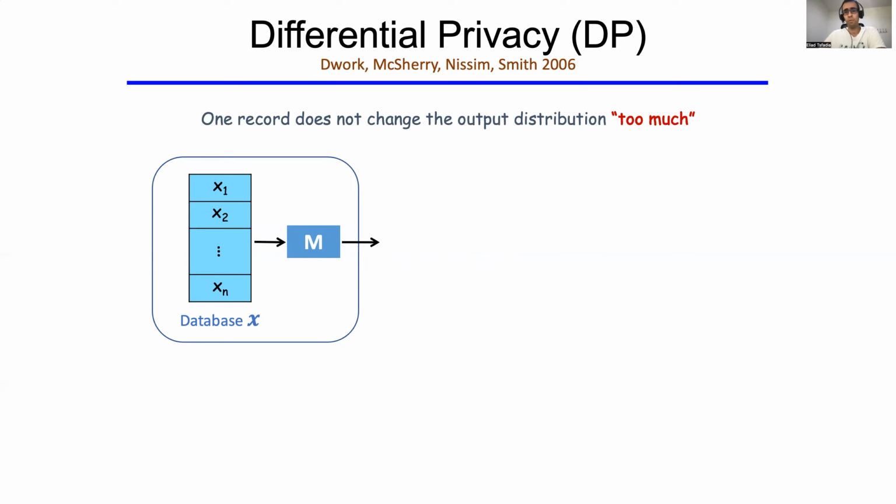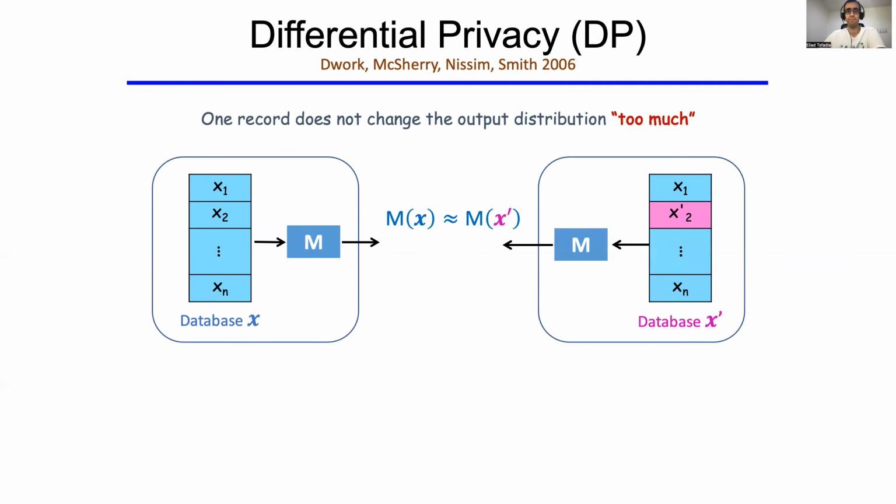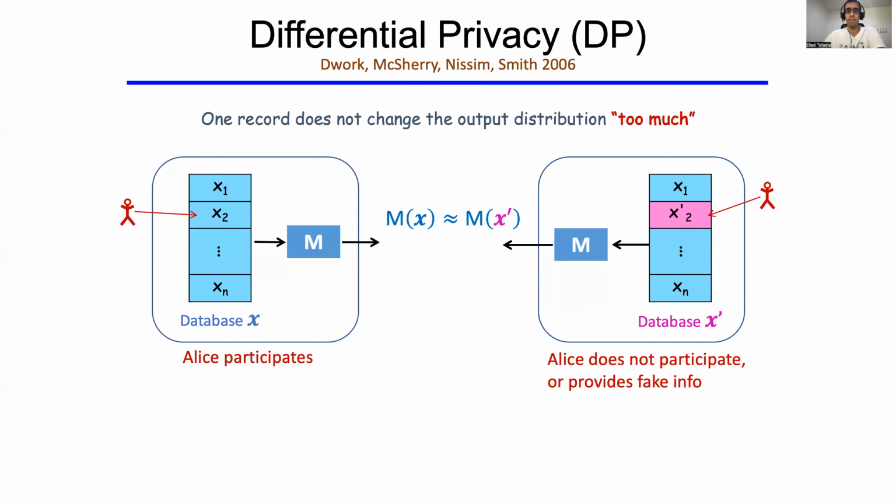This means that if we look at a different execution, where we change one of the records, for example, in X prime, we replace X2 with X2 prime, then the output distributions M(X) and M(X prime) should be almost indistinguishable. In order to see why this gives us privacy, think of X2 as the sensitive information of Alice. So for example, in X, Alice participates, and in X prime, Alice does not participate or provides fake info.